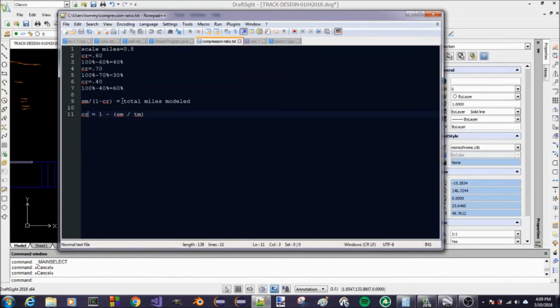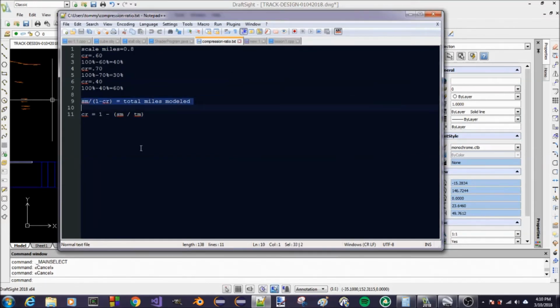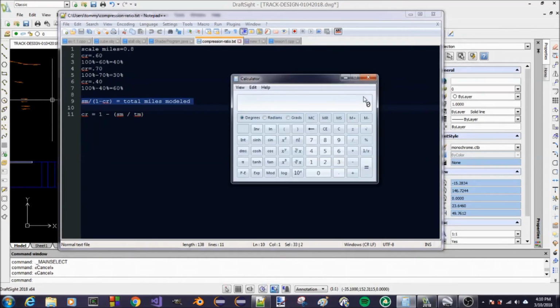So if we come back in here and look, what I'm wanting to do now is to see, if you remember from the last video, I said I really didn't want to go above 60% on the compression ratio. So let's throw in our formula here. Let's take the scaled miles, which is going to be 2.4. This number right here is the SM, the scaled miles. We're going to divide that by 1 minus the compression ratio that I want, which is 60%, which will be 0.6. So 1 minus 0.6. So that's about 6 miles.